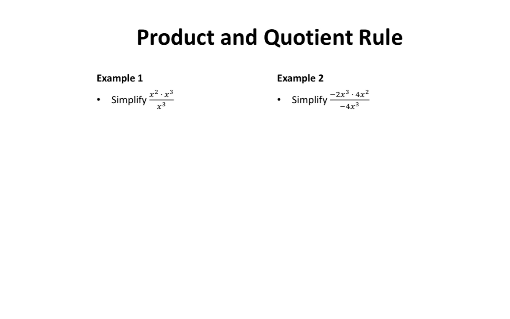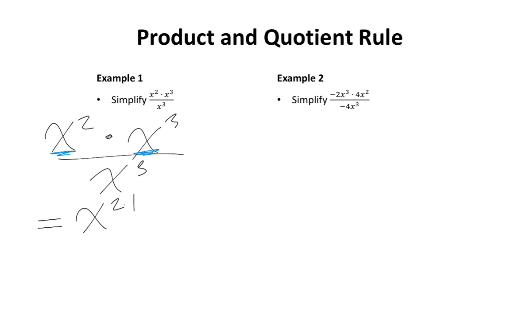In the next set of examples, we're going to combine both the product and quotient rule. So in our first example, we want to simplify x to the power of 2 multiplied by x to the power of 3 divided by x to the power of 3. Let's rewrite the question. So let's first work in the numerator. So I am multiplying exponents with the same base. Therefore, all I need to do is add the exponents. So this is x to the power of 2 plus 3 over x to the power of 3.